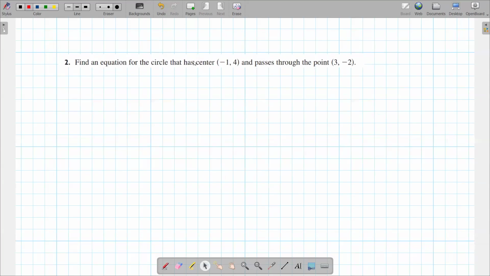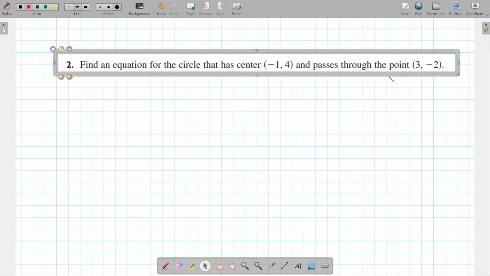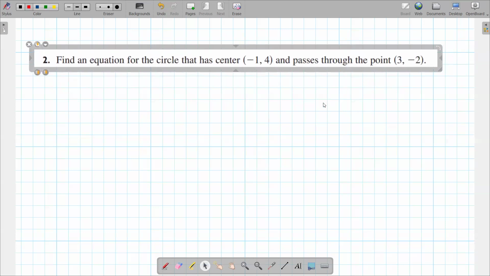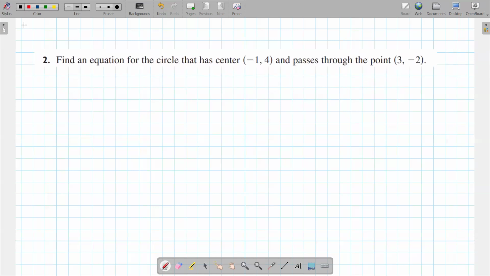Okay, what about something like this? Well, what's the equation of a circle? What's the general form of the equation of a circle? Do you remember? Well, linear lines is y equals mx plus b. What about a circle? It's a degree 2 function.